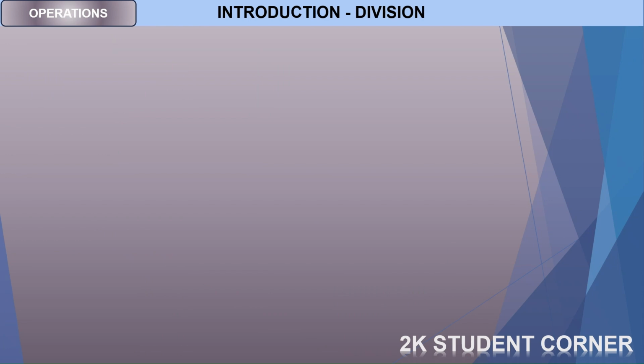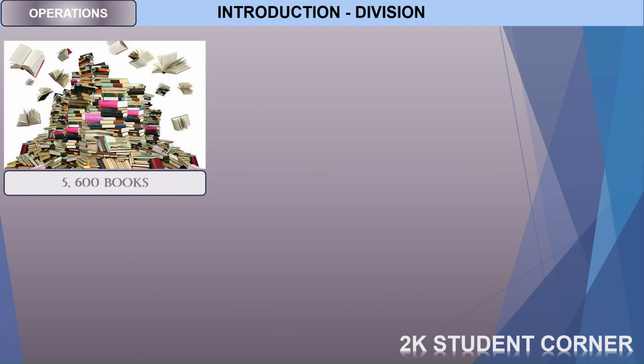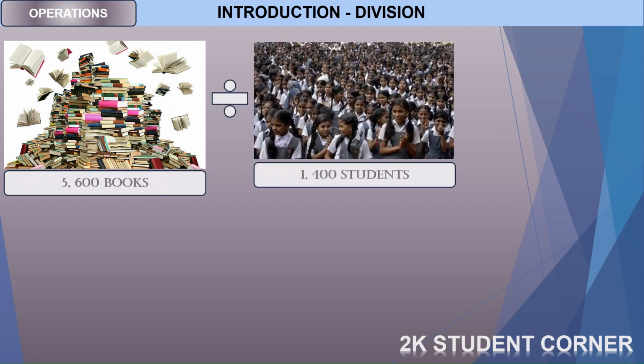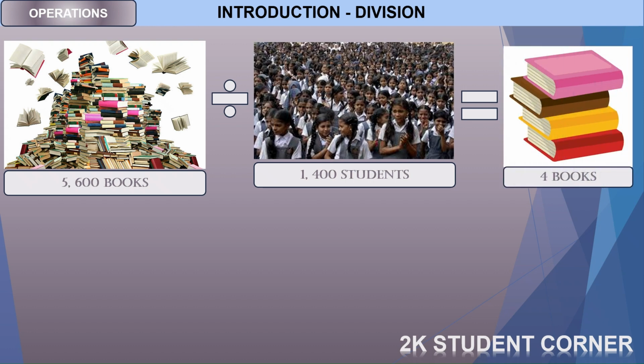Here in another example, we have 5,600 books to be distributed to 1,400 students. In the previous way, distributing 1 book to each student is a longer process to find out how many books each student gets. Otherwise, separate the books in sets of 1,400. Either way, it is cumbersome. Thus, we need a method to perform this operation.